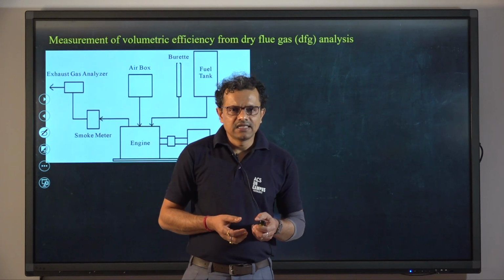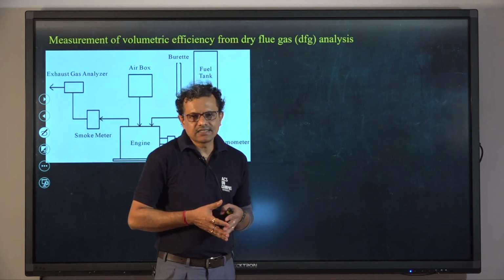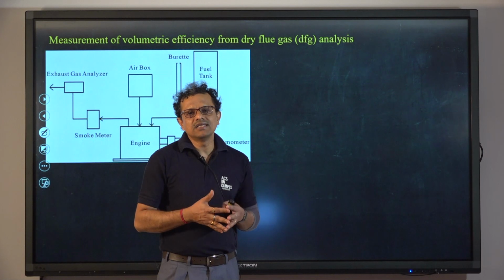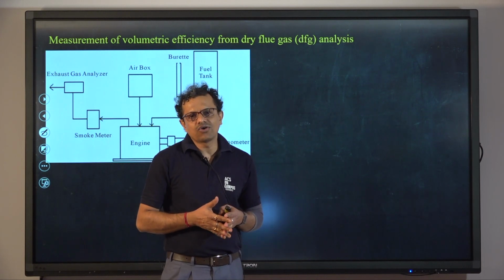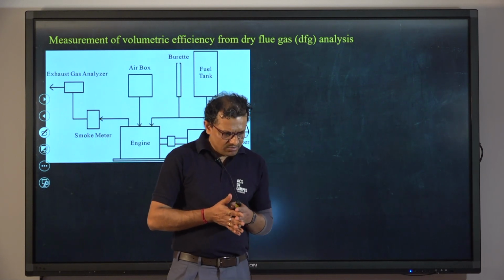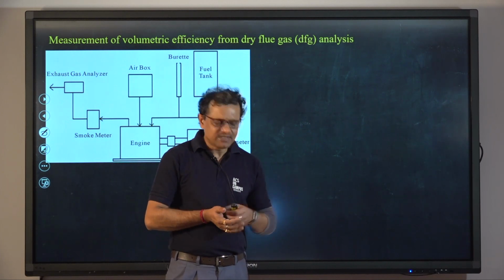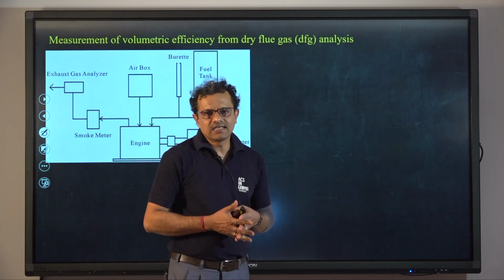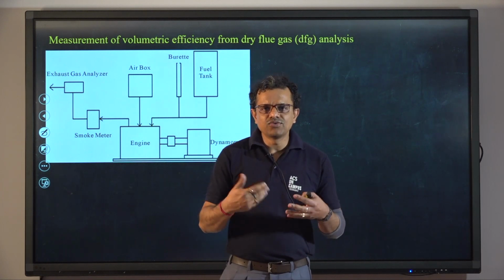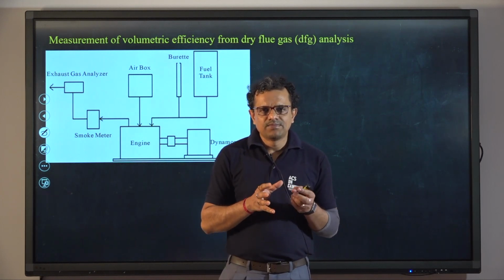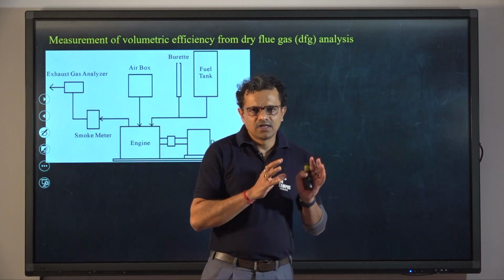So, now let us discuss the second method, which is also used to measure volumetric efficiency, and that method is essentially based on the analysis of dry flue gas or hot flue gas. So, using this method also we can calculate volumetric efficiency. We will again illustrate one problem. Before going to solve that problem, let me briefly describe this method.